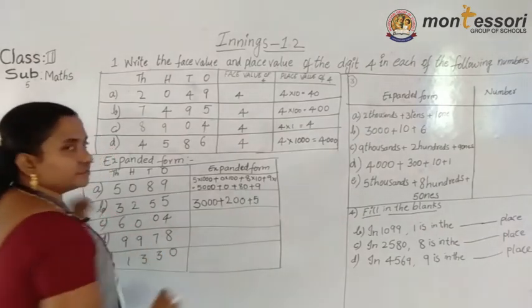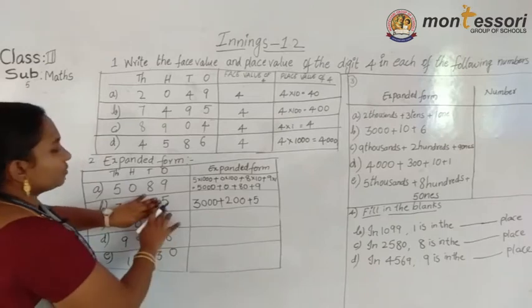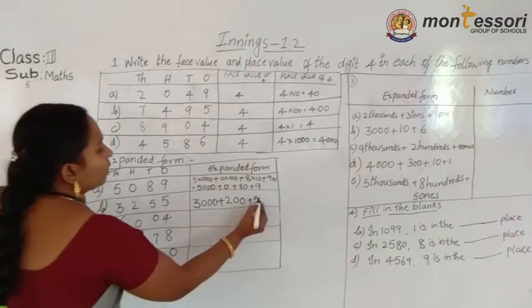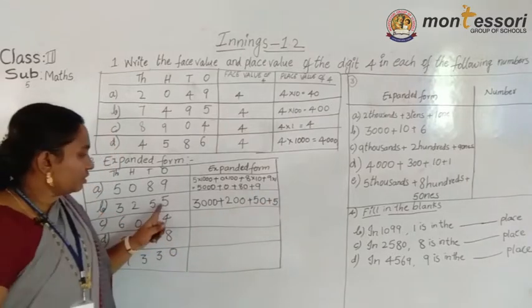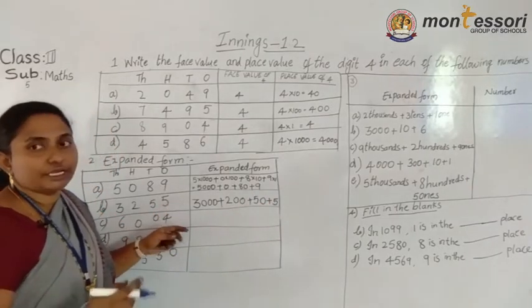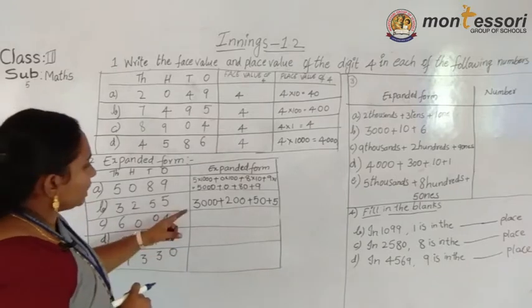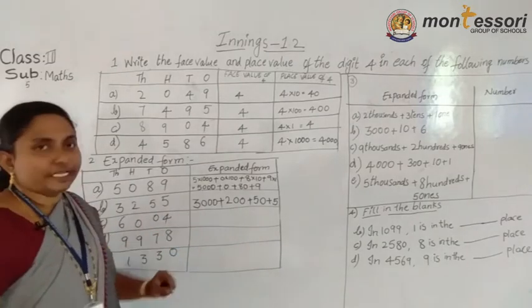5 I am writing here. After 5, how many numbers are there? Only one number, a 0. Next 5. After that, is there any number? No, so I didn't put any 0. So these are the methods we are using for expanded form.